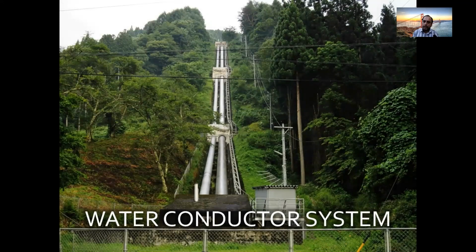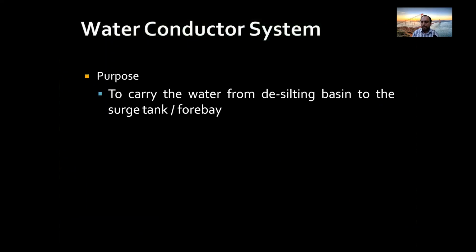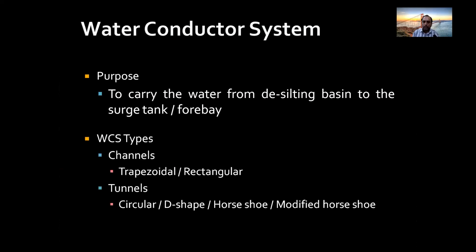Water conductor system, it's an entire system which is used for carrying the water from desilting basin or intake to the powerhouse or the surge shaft. So water conductor system's purpose is to carry the water from desilting basin to the surge tank. You can have channels or you can have tunnels. The channels can be rectangular.